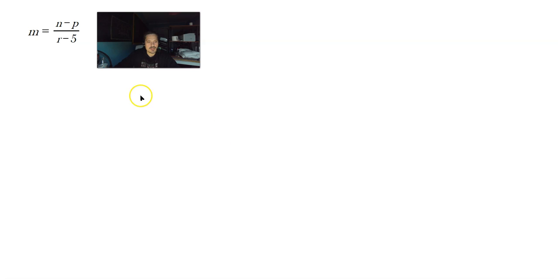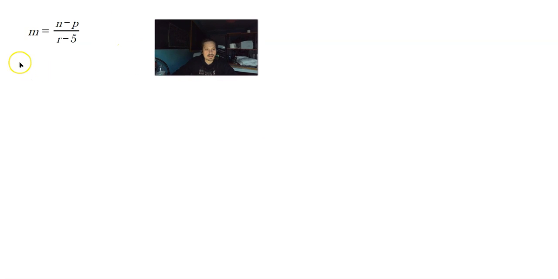Okay, so what's the goal here? Well, imagine the goal for this one is solve for r. Again, this is a literal equation because it has n, it has r, and it has m. It has like 3 different letters. So we can try to solve for one of these letters, like r as an example. Okay, so again, you want to imagine this is m over 1, and on the right side you have n minus p divided by r minus 5 this way.